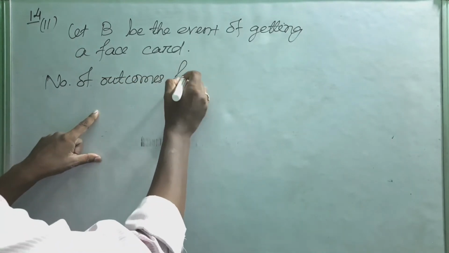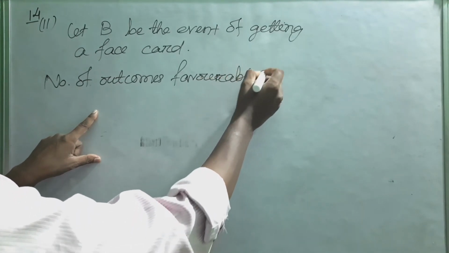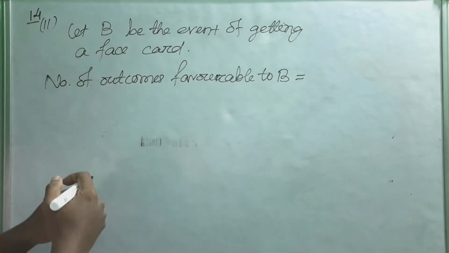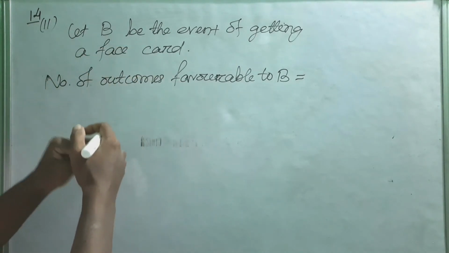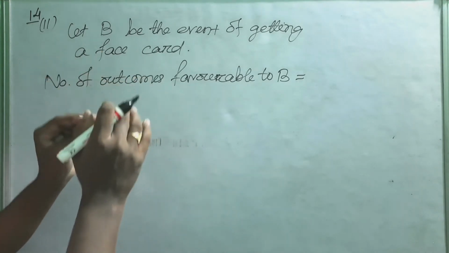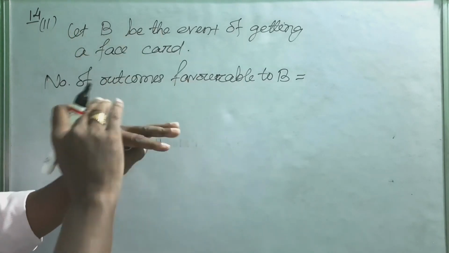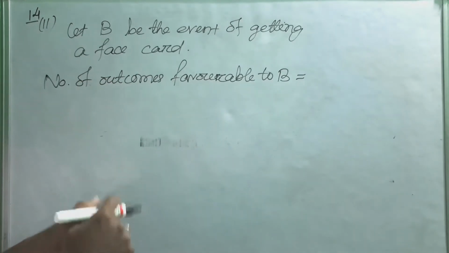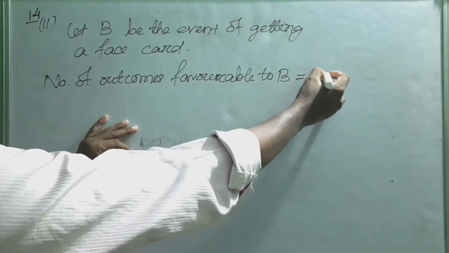Number of outcomes favorable to this event B. That means how many cards can be drawn in which we can get a face card. So the total number of face cards is 12. So he may pick out one card from these 12 cards in 12 different ways. Means he can select any card out of these 12 in 12 different ways. So the number of outcomes favorable is 12.